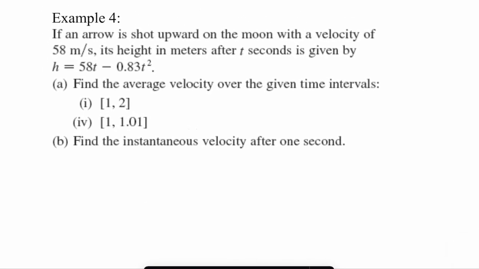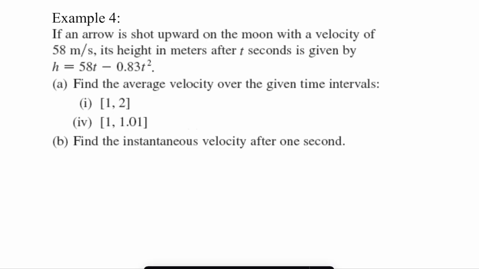It says, if an arrow is shot upward on the moon with a velocity of 58 meters per second, its height in meters after t seconds is given by that height equation we see there. Let's find the average velocity over the given time intervals, and then we're going to find the instantaneous velocity.